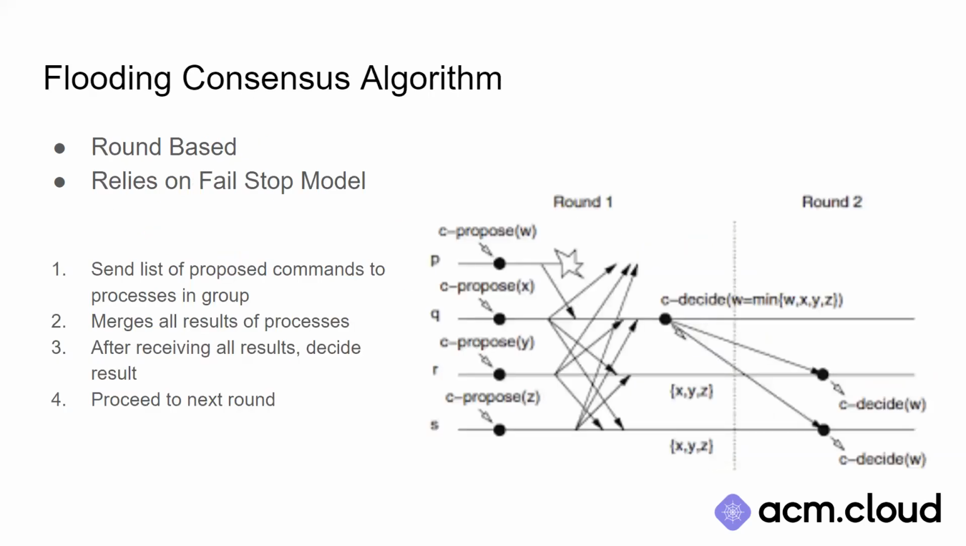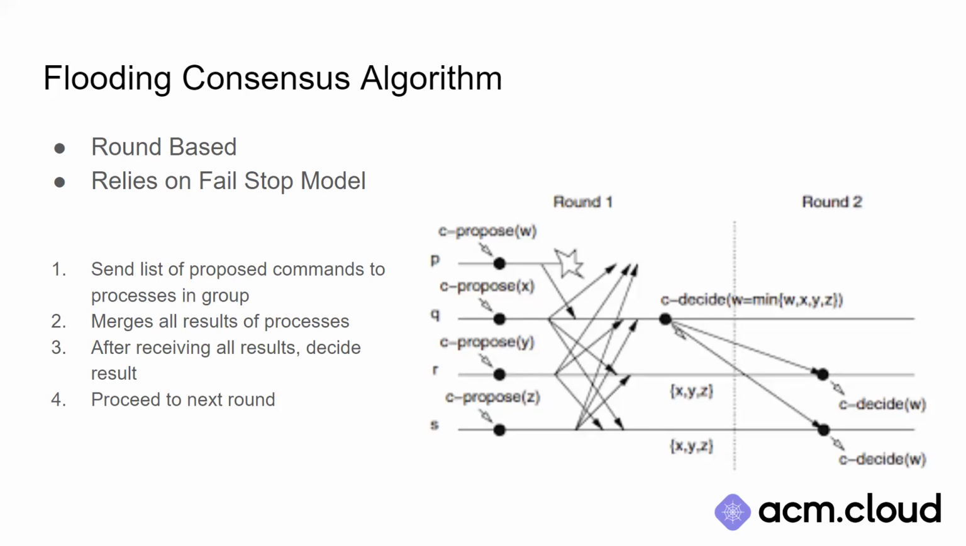Okay, so one way that we can have the nodes in a process group come to a decision about what action to take is through a flooding consensus algorithm. And so basically it relies on a fail-stop model, which means that all failures can be cleanly detected and you have a reliable source of communication. So basically the first thing that happens is that the node in the process group sends a list of commands to every other node in the group. And so another requirement for this algorithm to work is that it's deterministic for the final action that the process is going to take.